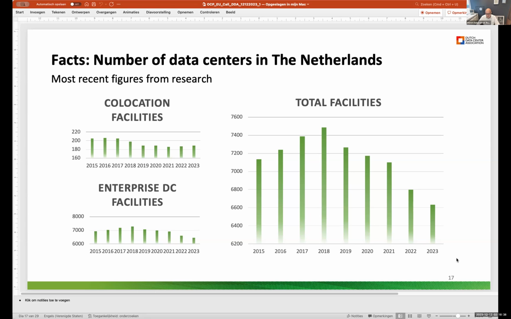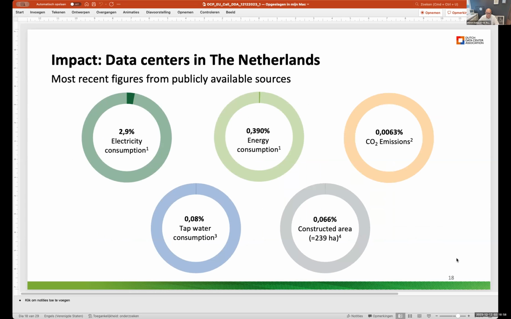So in terms of numbers and figures, it is sort of like that. You can see that the number of facilities is really decreasing over the last couple of years, and that also keeps the energy use of data centers stable by centralizing it in larger data centers. Also, what we do is present the numbers. These are all from the National Bureau of Statistics, so the consumption figures of the Netherlands.